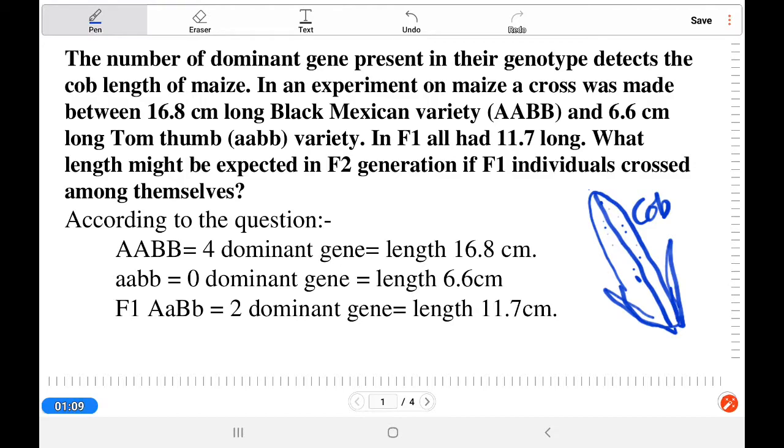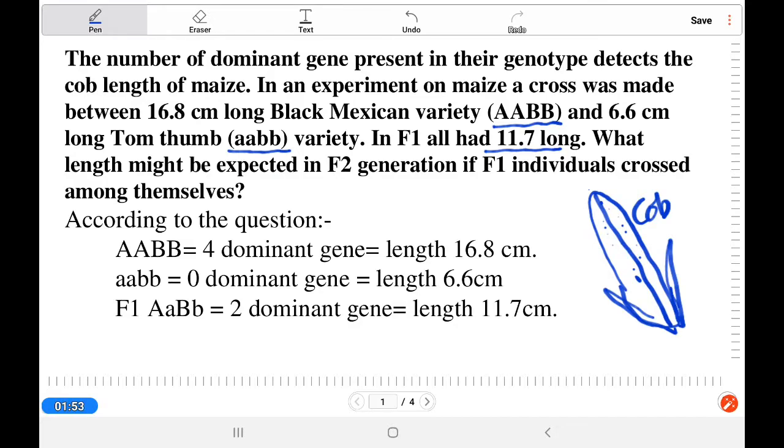Cobb length, that is 16.8 centimeter long, black Mexican variety, where all the dominant genes are there, and 6.6 centimeter long Tom Thumb variety, which is all recessive. No dominant gene is there. So these two varieties are crossed, and the F1 is 11.7, an intermediate length is obtained.